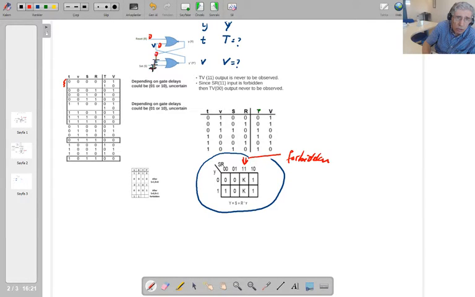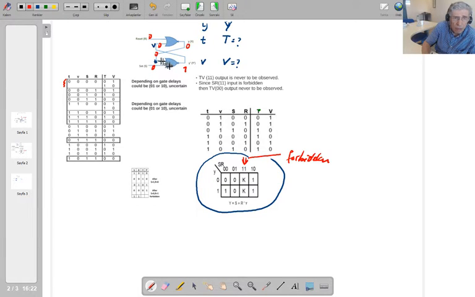When this is 0, 0 plus 0 gives you 0, prime of it gives you 1. When this is 1, 1 plus 0 gives you 1, prime of it gives you 0. Now I am saying there is an alternative to this. I said 0 plus 0, that becomes 1.